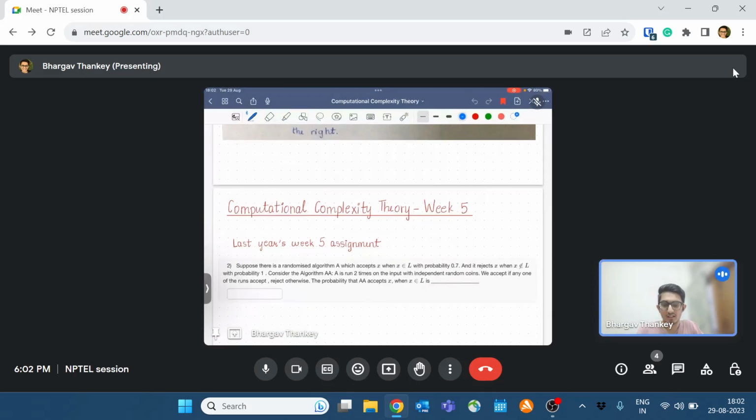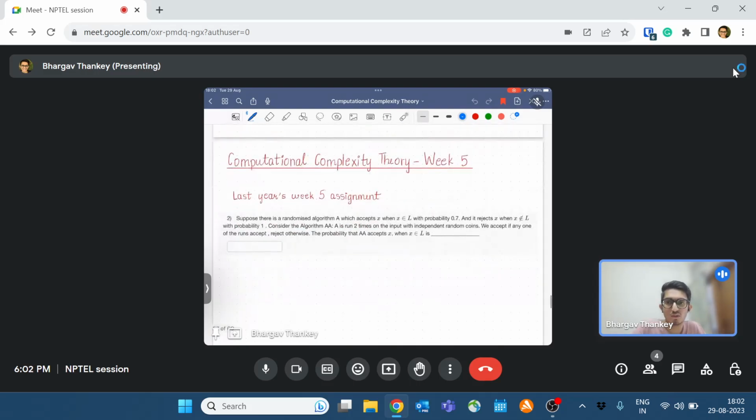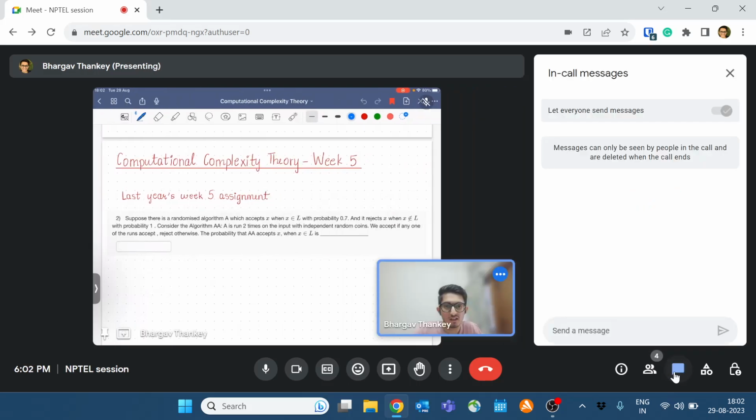Okay, welcome to week five's problem solving session. Today, what we'll do first is solve some of the problems from last year's week five assignment. Then, as one of you asked, we'll take a brief look at diagonalization after completing this week five assignment. And if we have some time, then we would also solve this year's week four assignment.